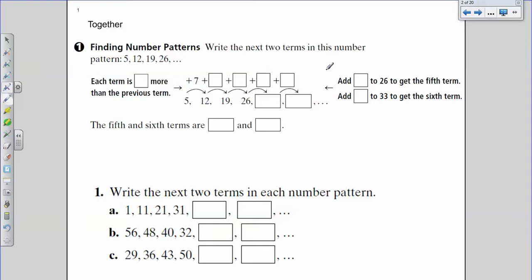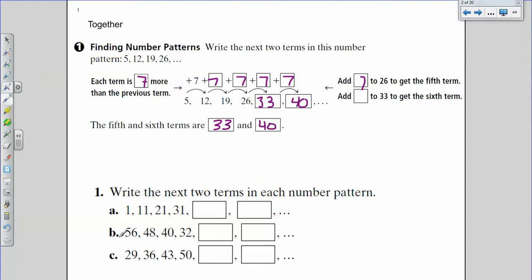I want to write the next two terms in the number pattern. So when I'm looking at my numbers, 5, 12, 19, 26, I can see it looks like I'm increasing by 7. So that's important. I'm increasing each one by 7. So to find my next one, I'm going to add 7. So that means 26 plus 7 would give me 33. 33 plus 7 gives me 40. So my next two numbers are 33 and 40.